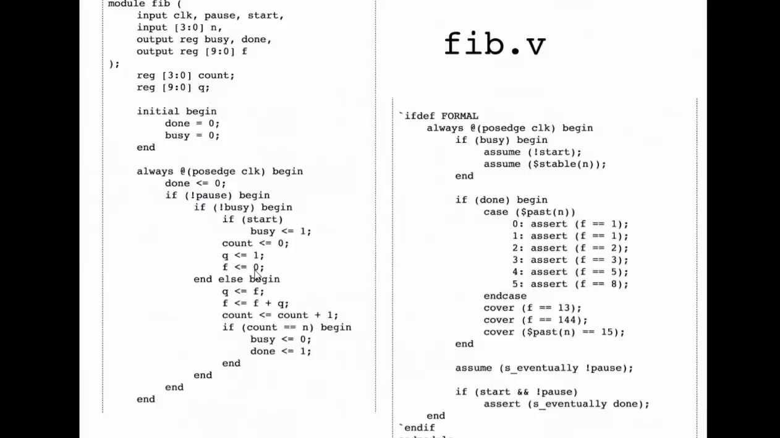We create cover statements for 13 and 144. These are also Fibonacci numbers. And we say we would like to cover the case where we passed n equals 15, and then the done signal was high the next cycle. We also have some safety properties here. So we assume that the outside world is not infinitely keeping the core in the pause state. So it will go forward. And if this is the case, and we actually start the core at one time, then ultimately it will end up in the done state.